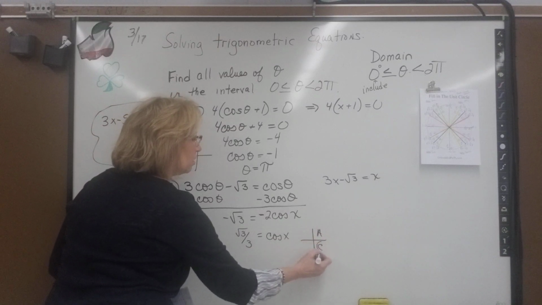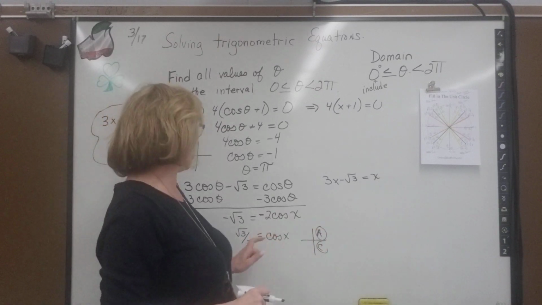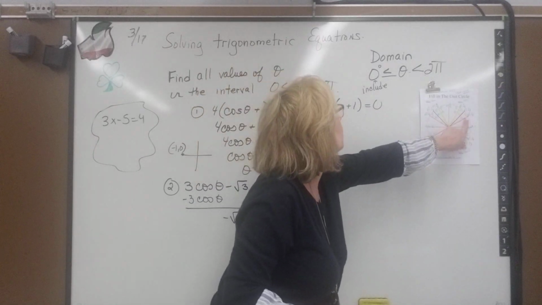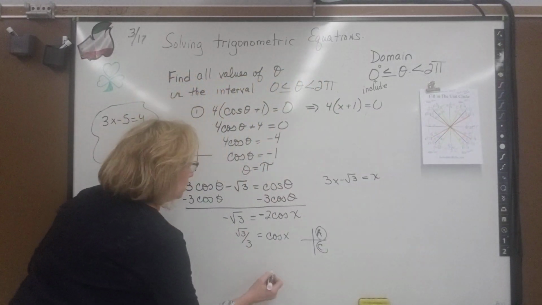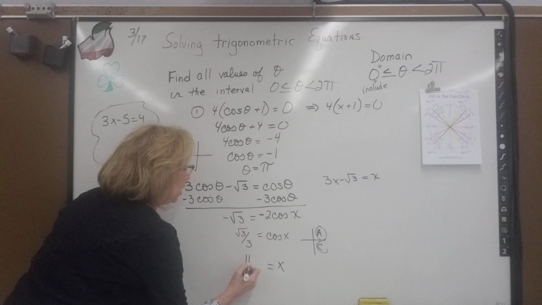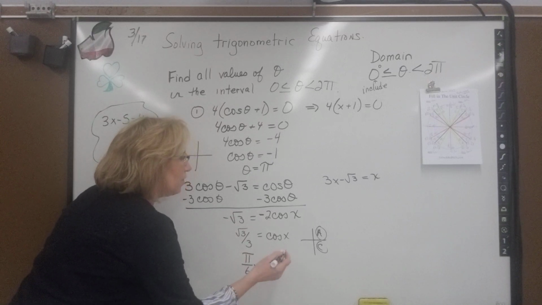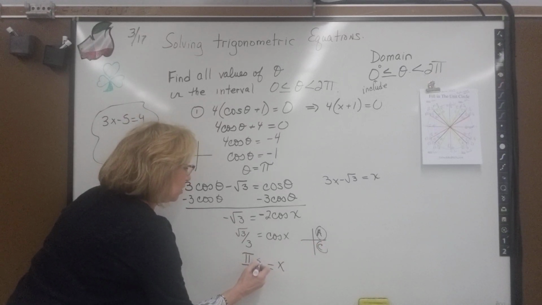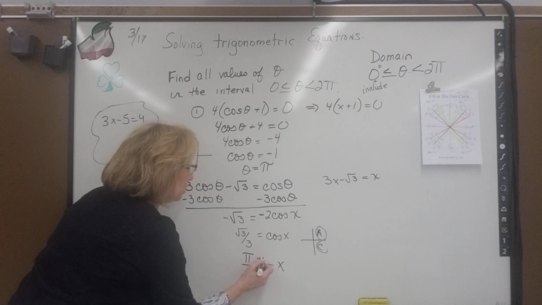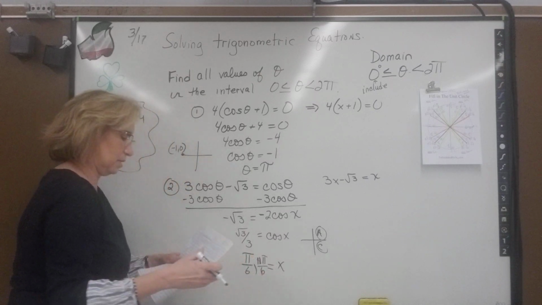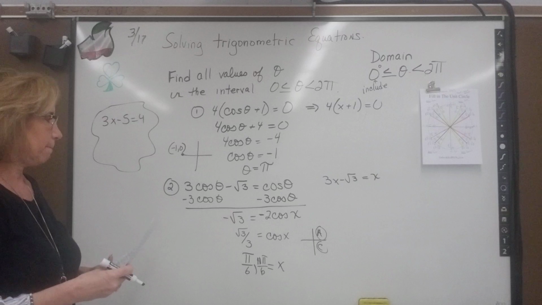We're here and here. Okay, and if you want, you could look at your unit circle. Cosine radical 3 over 2 is pi over 6. And then over here, it would be 5. No, I'm sorry, 11. Ugh, I hate 11. 11 pi over 6. Okay?